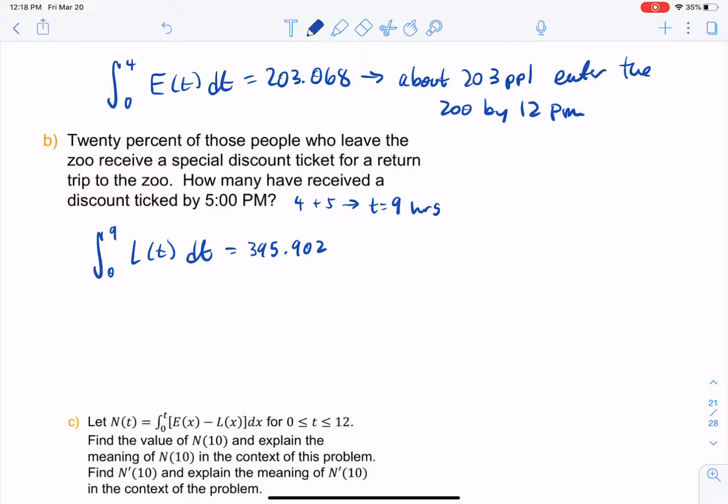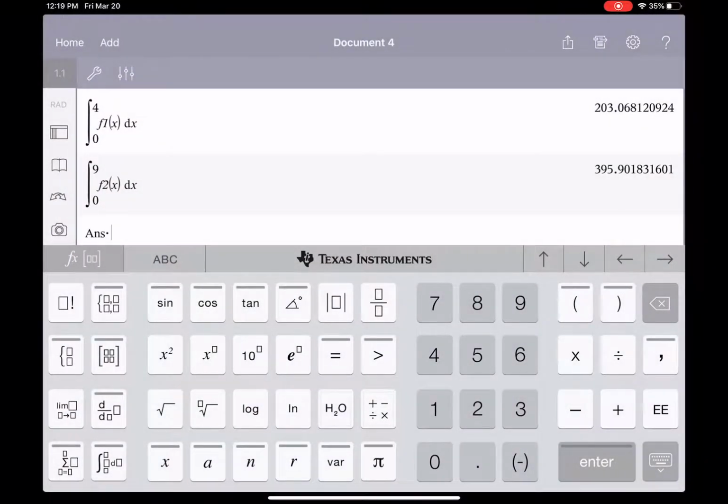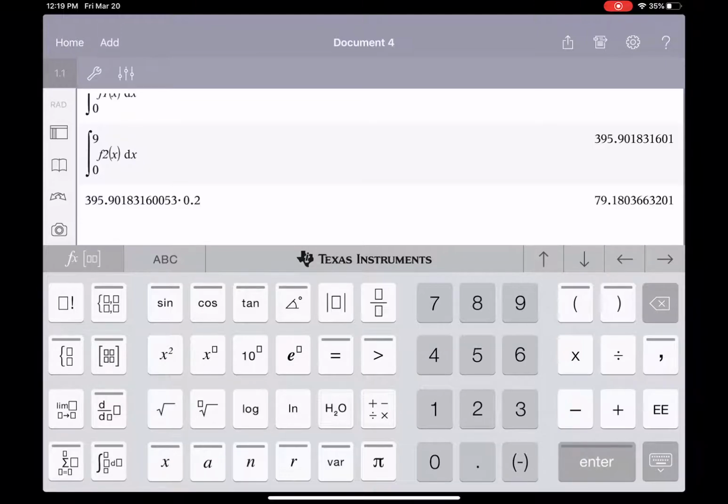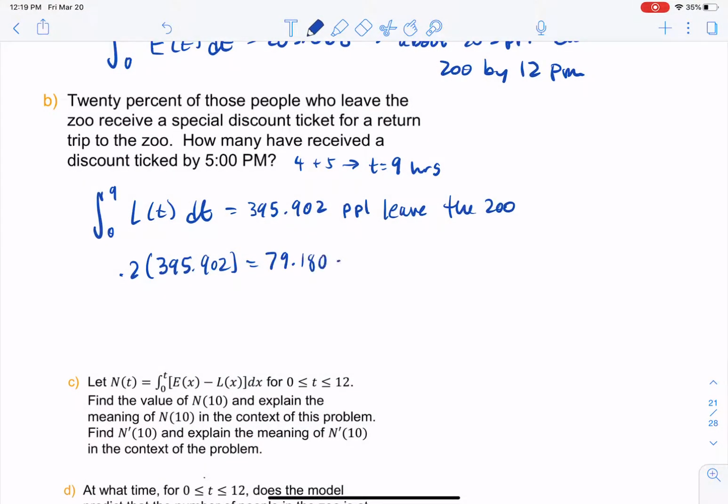Okay, so this is the number of people leaving the zoo. But we want only 20% of this. So we're going to take 0.2 times 395.902, again, calculator. So just hit times 0.2, enter. I didn't have to approximate that one because I put a decimal in it, and then it automatically goes, oh, you want an approximation. So we're going 79.180. So we're going to say about 79 people receive this discount. Yeah, the discount.